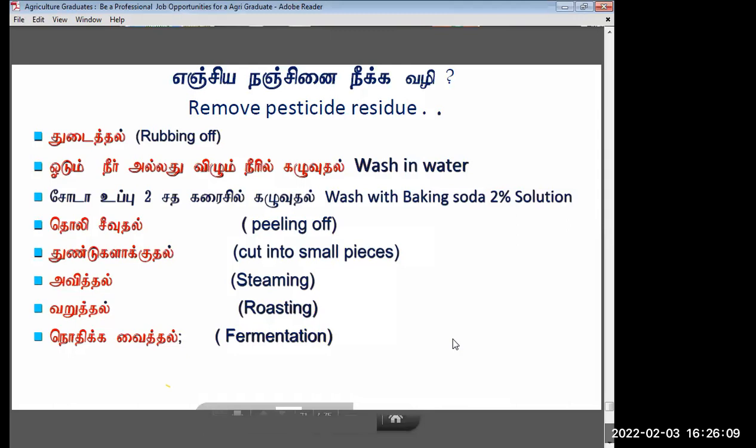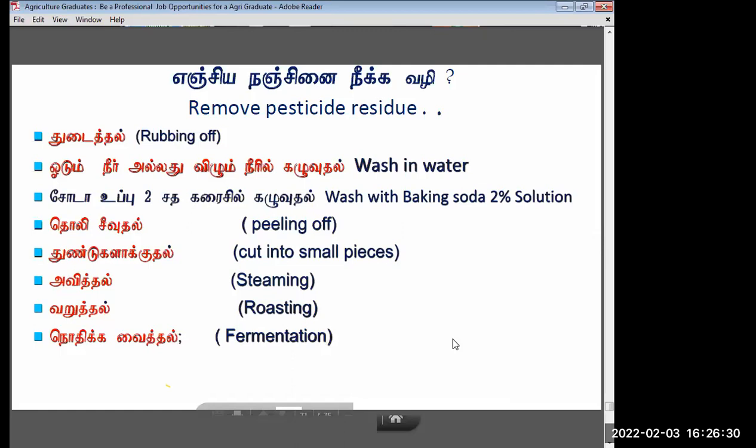In our country, we make idli by fermentation. We make curry or chicken by roasting, or we make idli by steaming. Likewise, our way of cooking is able to protect us. Our method of cooking is protecting us, but not in other countries.